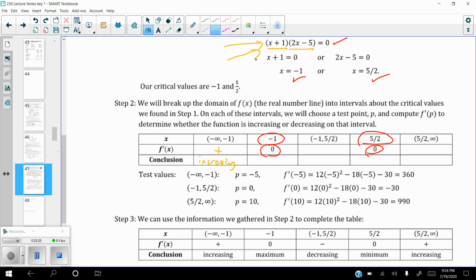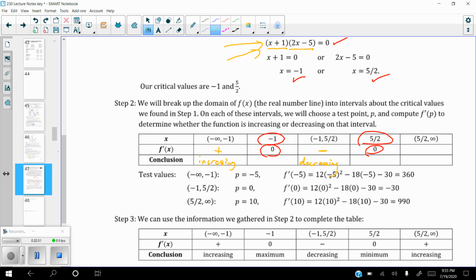If I plug 0 into the first parentheses, I'm going to get a positive value. If I plug 0 into the second parentheses, I'm going to get a negative value, which gives me a positive times a negative, which is a negative. Therefore, decreasing. See if I can write that better. Decreasing on that interval.